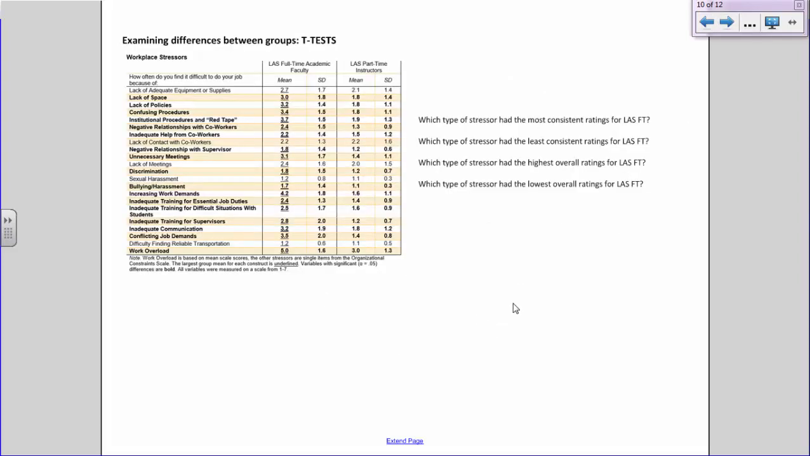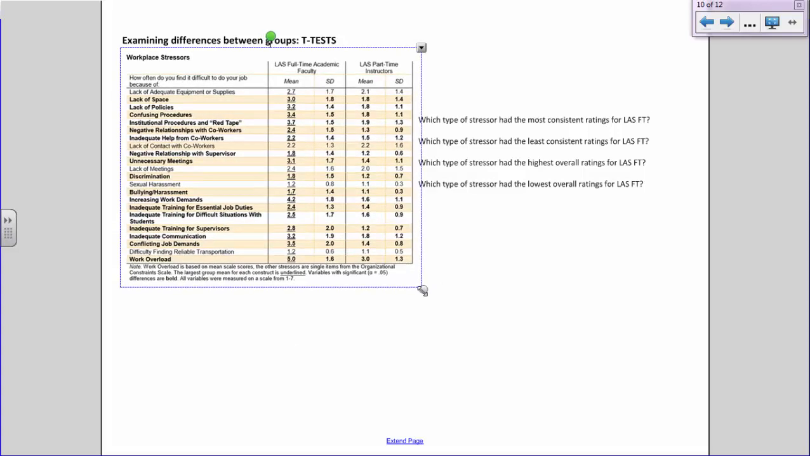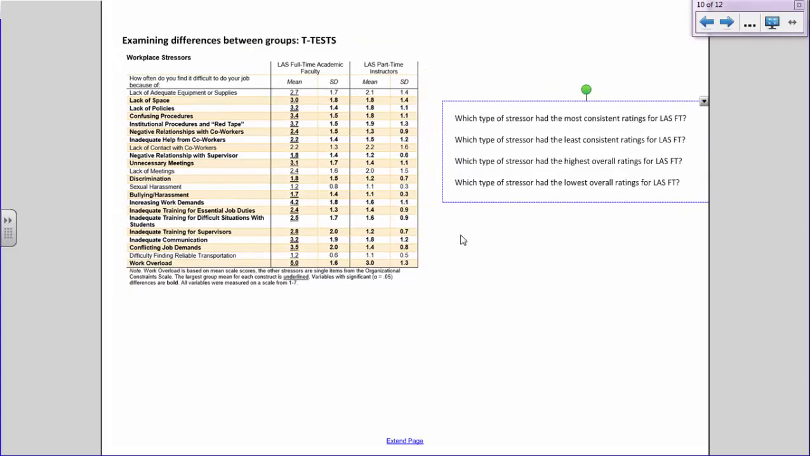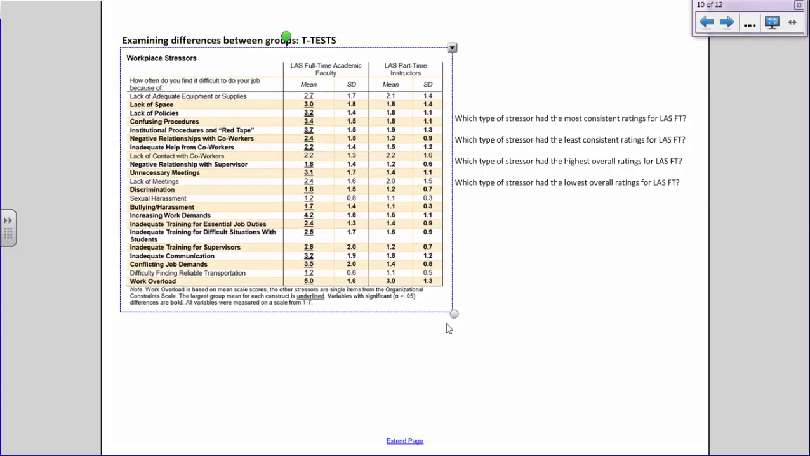So let's take a look at a t-test, and this is actually pulled from the Nevada State College Organizational Climate Survey Feedback Report that is 100 pages that I made. So if we look at this table here, let me see if I can make it a little bit bigger. Scoot this guy over just a bit. Here we go. All right.